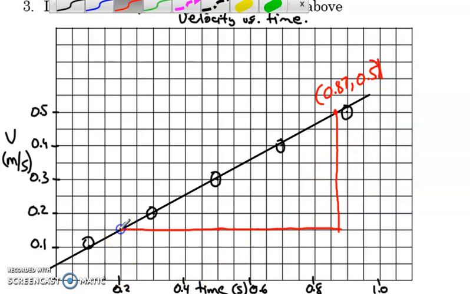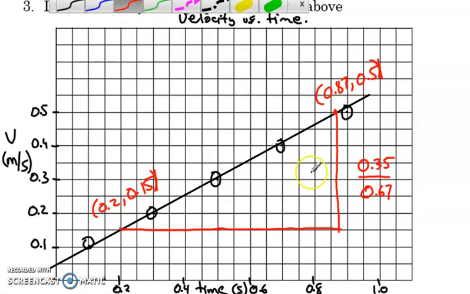This point here, it's a lot cleaner. It's sitting at 0.2 and 0.15. So given those 2 data points, we see that the rise is 0.35. It's going from 0.15 all the way to 0.5. The run going from 0.2 to 0.87 is 0.67.